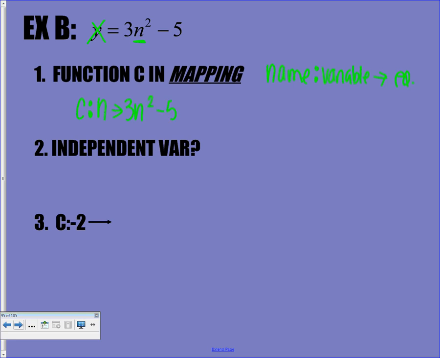So 3n squared minus 5. The independent variable, which is usually your x, well here instead of an x, we have an n. Number 3 here says find c of negative 2. Okay, so this is usually where your variable is. So that means plug in negative 2 for x, or for n in this example. So I'm going to say 3 times negative 2 squared minus 5. Remember your rules of operations, so I should square that first. So that's 3 times 4 minus 5. Multiply first, 12 minus 5. So that gives me 7. Okay, so rewriting it in mapping notation. Again, all you're doing is changing the left side and leaving the right side alone.